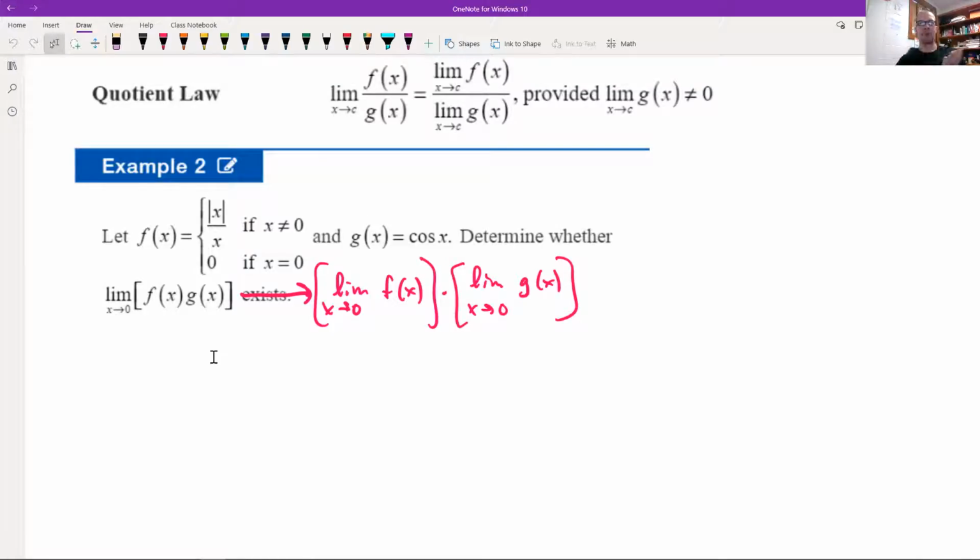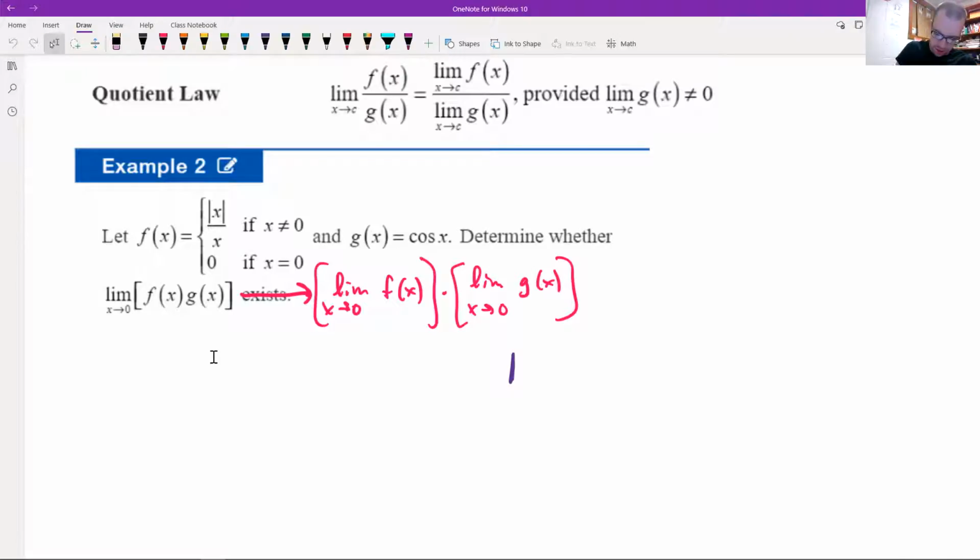So it allows us to decompose more complicated limits into smaller things. Cosine, that part is no big deal. From the left and from the right, cosine would approach 1 when x approaches 0. So this part of our product is just going to be 1, and that's nice. F of x, on the other hand, is a little bit more complicated. We've got the absolute value of x over x. And the way that I like to think about this one is some cases.